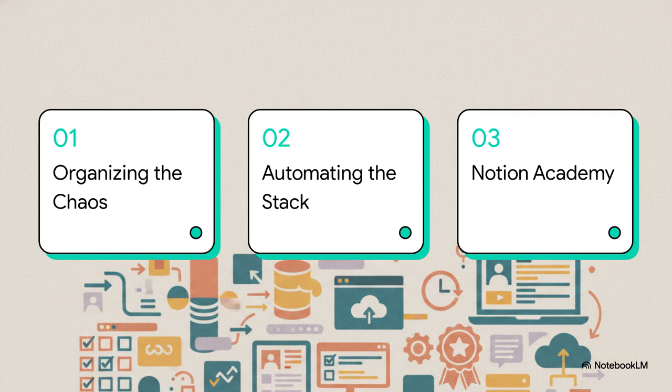We're tackling this in 3 phases. Phase 1 is organizing the chaos. Phase 2 is automating the stack. And Phase 3 is all about Notion Academy. So let's get straight to work.